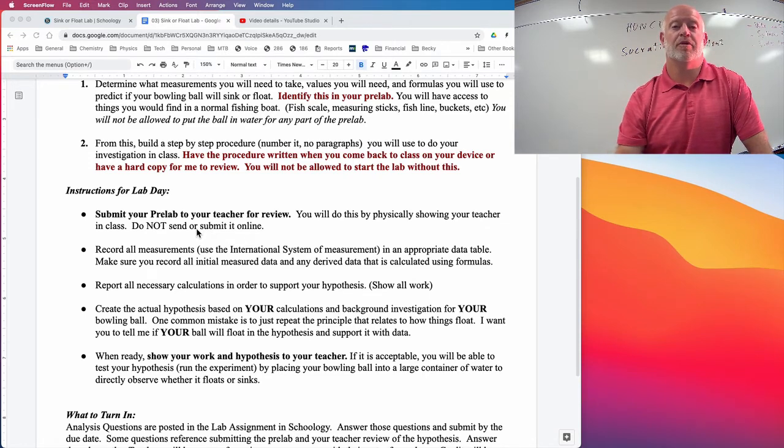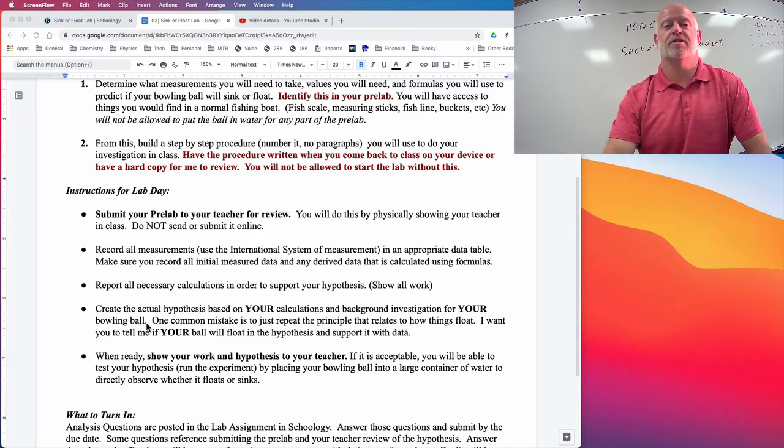And then you will come up with a hypothesis. The hypothesis has to be about your calculations and your bowling ball. I do not want the hypothesis to say, if a ball is this, then it's going to do that. The if-then statement is amazing, great. But in this case, we have a very specific hypothesis. So a hypothesis should be worded more along this format. Our bowling ball will sink or float.